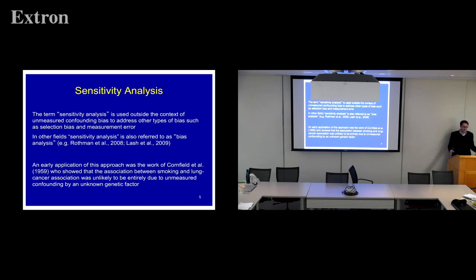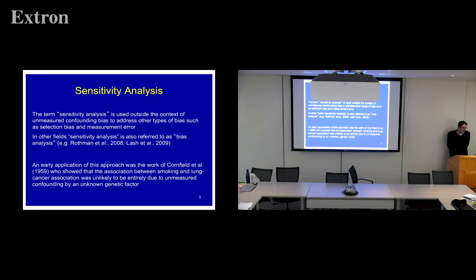So this term sensitivity analysis is also used to assess other forms of bias, like that due to measurement error or selection bias or model misspecification. I'll be focusing here on unmeasured confounding. We can potentially come back to some of these other forms of bias at the end if you're interested. The term sensitivity analysis, I think, is used more commonly in statistics, the social sciences, and epidemiology. Sometimes we use the term bias analysis, but the idea is pretty similar.